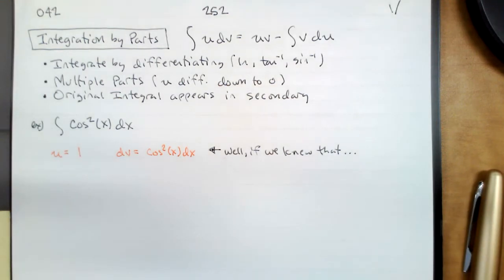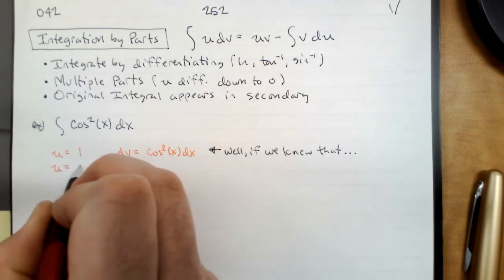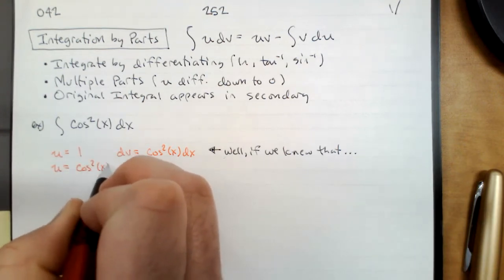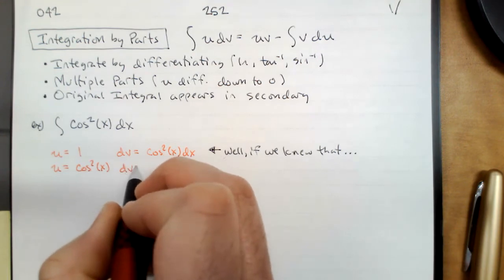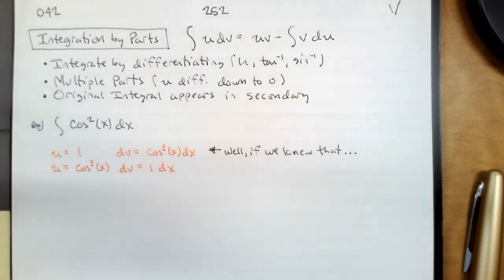That is not how we're going to deploy our parts. Well, one of our strategies is to switch them around. Let's say u is cosine squared x. And that would make dv just 1 dx. So if one way doesn't work, you can just try switching the parts.